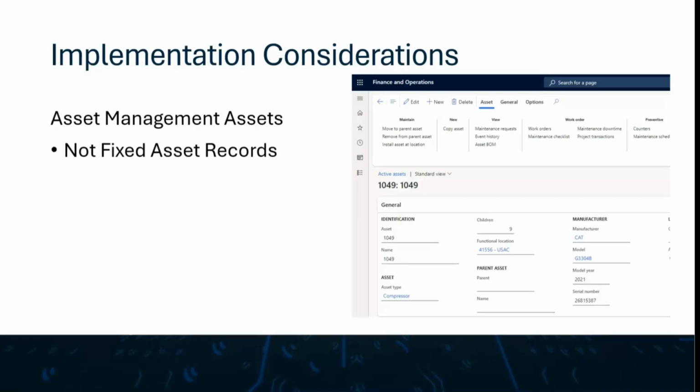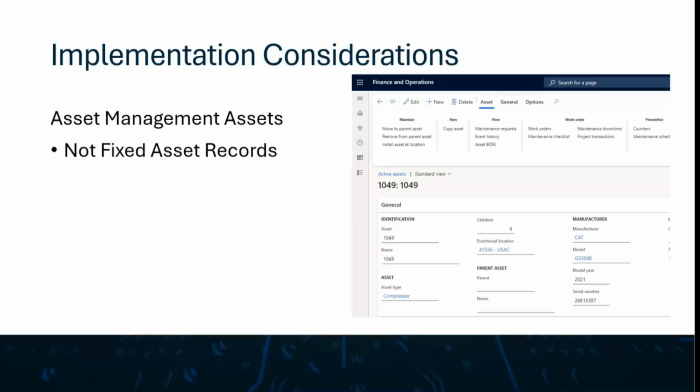The other thing on field service specifically is fixed assets and the asset records themselves. These are not fixed asset records. These are asset management records. And so sometimes we get calls where a client is saying, well, I added a new asset, but it's not showing up on the field service side of things. And it's because they've added the fixed asset, but they haven't created an asset management record. So the only records from F&O that come across in field service is asset management records.